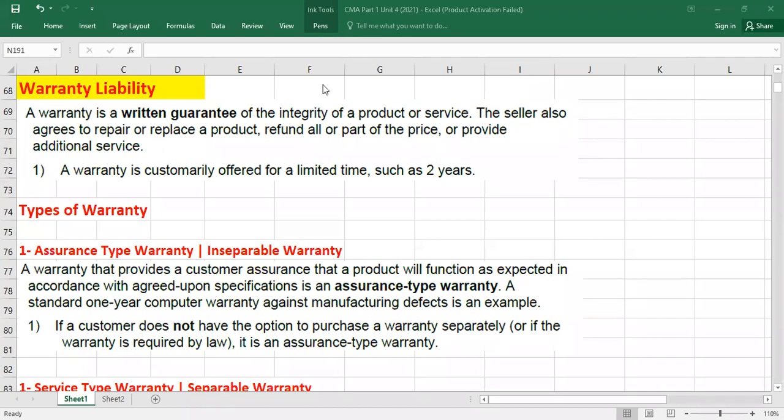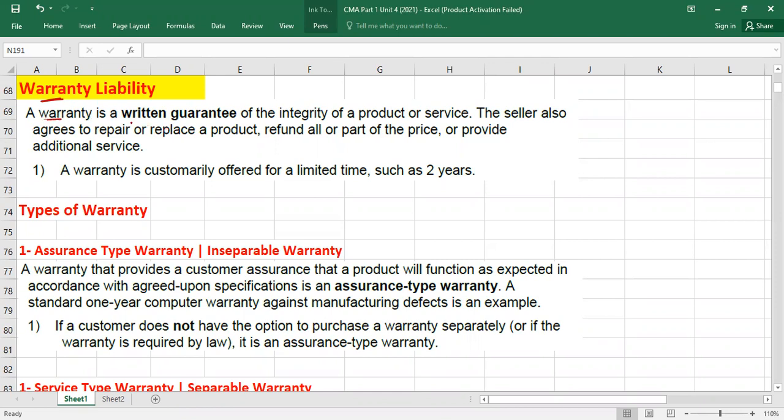So guys, now we are going to talk about warranty. Let me explain what warranty is first, then how many types of warranty we have, and then we need to learn the accounting for each type of warranty, and then we will do some exam standard questions. So first of all, how is warranty defined?